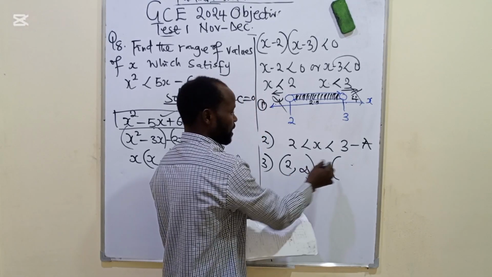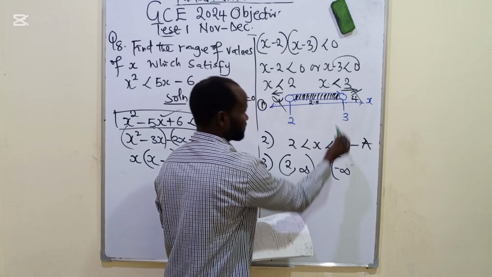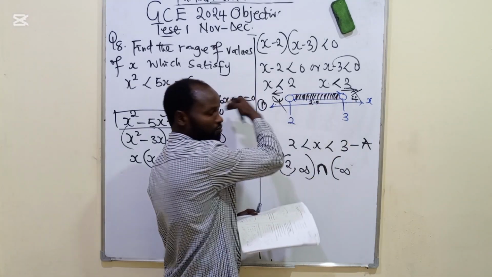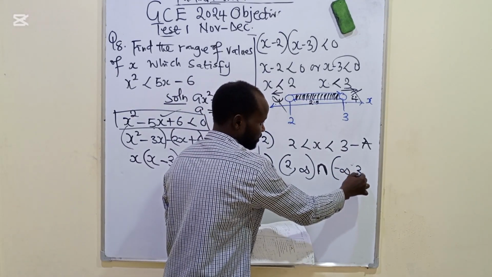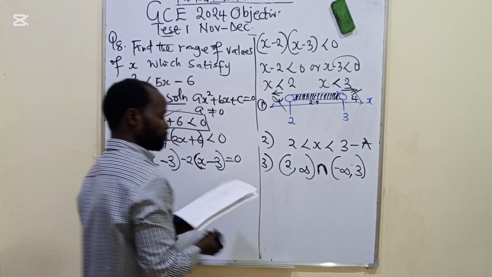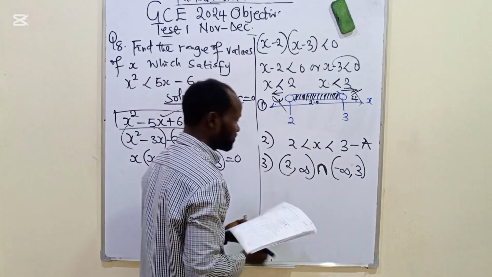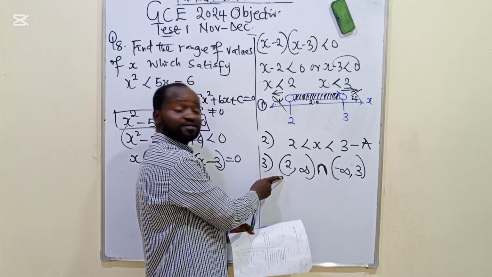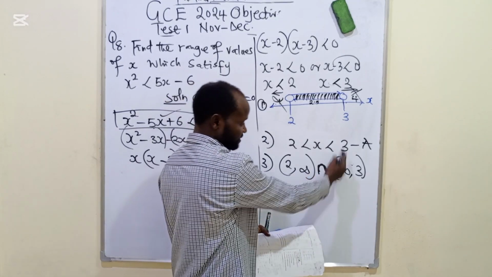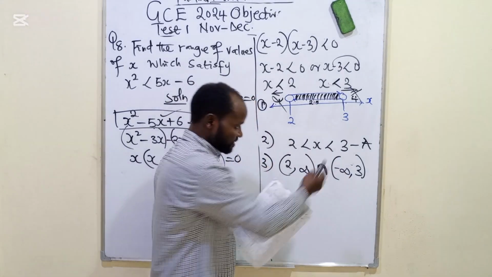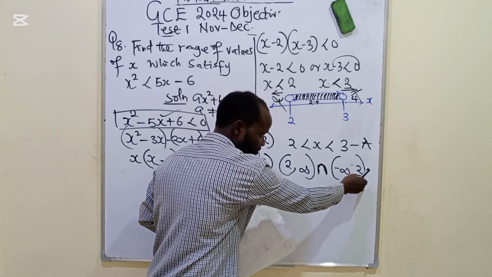It will be minus infinity. The reason is 3 is going this way to negative infinity now. Negative infinity not included, then 3 not included. So this will be the solution. This bracket means 2 is not included, positive infinity is not included, intersect negative infinity is not included, plus positive 3 is not included.